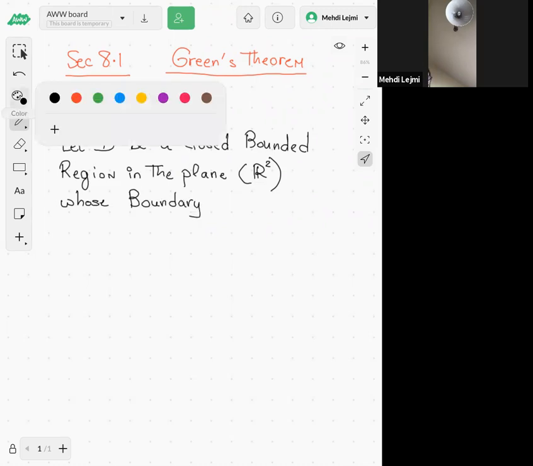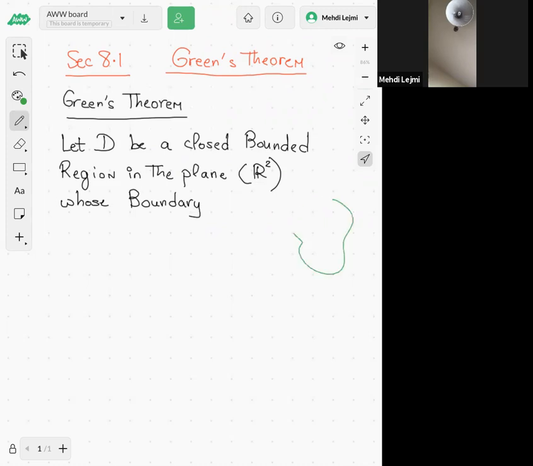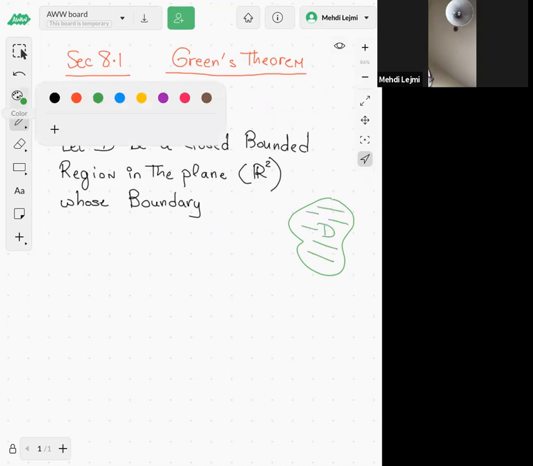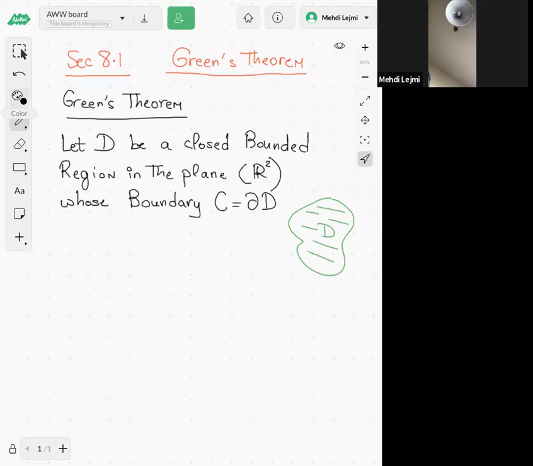So you can imagine this is your region D, and the boundary of D. Let's call the boundary of D capital C. Again, this is the symbol for boundary. So here's the boundary of D. Okay, so this is my C. So C is supposed to be a simple closed curve.